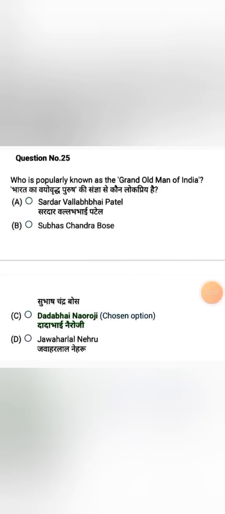Question: who is popularly known as the Grand Old Man of India? Options. Option A, Sardar Vallabhbhai Patel. Option B, Subhash Chandra Bose. Option C, Dadabhai Naoroji. Option D, Jawaharlal Nehru. And the correct answer is option C, Dadabhai Naoroji is known as the Grand Old Man of India.